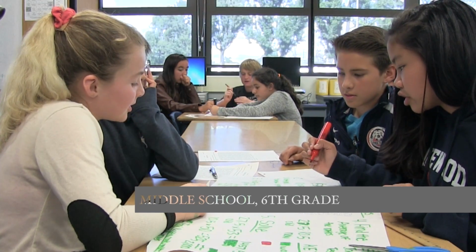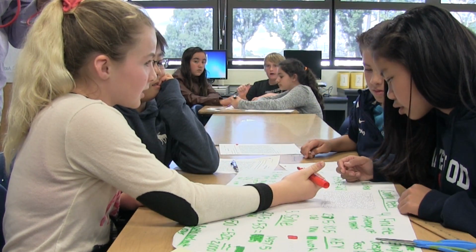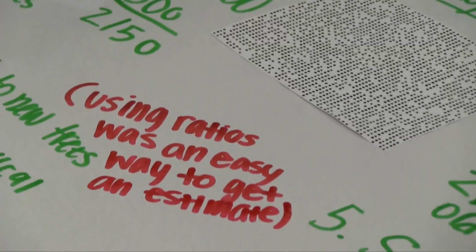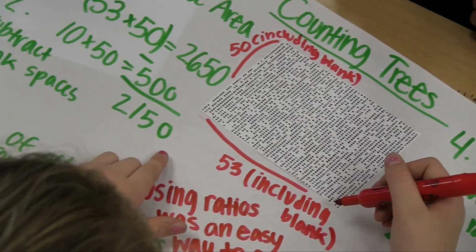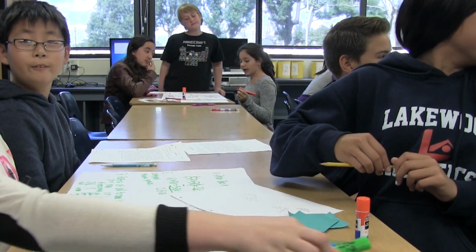Why did we come out with the ratios? Using ratios was an easy way to make an estimate. Yeah. I don't get how you already knew the numbers in number 1 while we counted. Did we finish? Yeah.